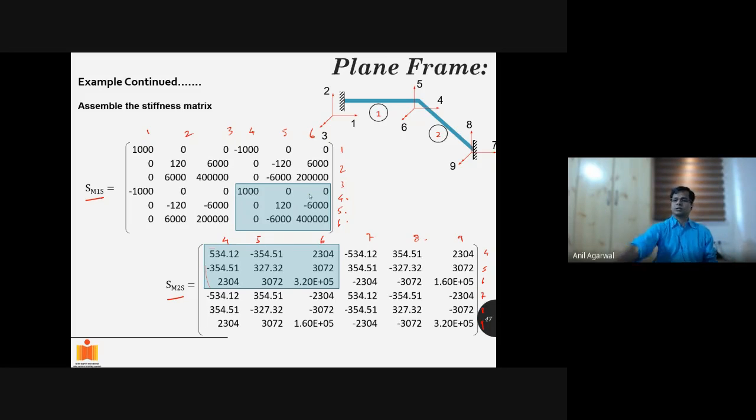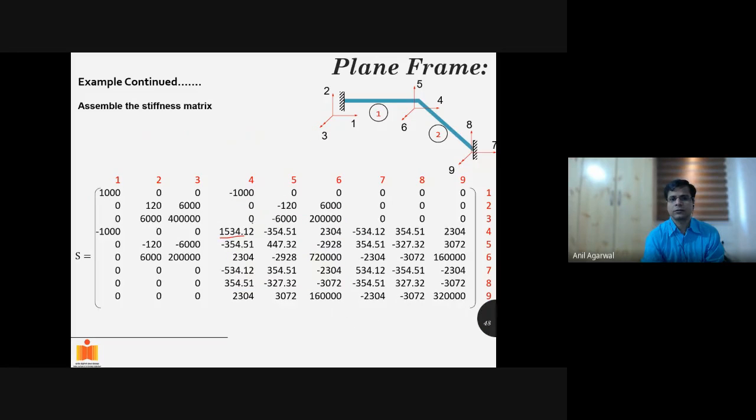What will be the size of the global stiffness matrix now? The combined stiffness matrix. What will be the size? 9 by 9. 9 by 9, sir. Exactly. So it will be 9 by 9. This block of 4, 5, 6 by 4, 5, 6 will be common. So if you look at some of these terms, the term 4, 4 here was 1000. The term 4, 4 here is 534, right? So after adding them together, I will get 1534, term 4, 4. Okay. So basically, I have simply added the terms. Wherever there were no values available from either matrix, we will put zeros here.